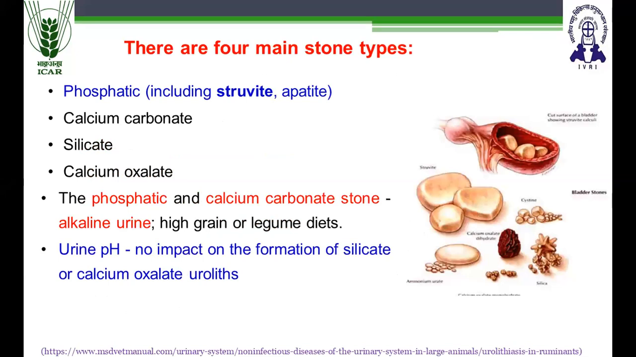So, in case of animals in general, there are four types of stones seen. The first one is the phosphatic group, which includes struvite and apatite, that is calcium phosphate. Struvite is magnesium ammonium phosphate. Then calcium carbonate, silicate, and calcium oxalate. The phosphatic stones, that is calcium phosphate, magnesium ammonium phosphate, and calcium carbonate stones, are more found in alkaline urine and mainly seen in animals fed high grain or legume diets. But urine pH has no impact on the formation of silicate or calcium oxalate uroliths.